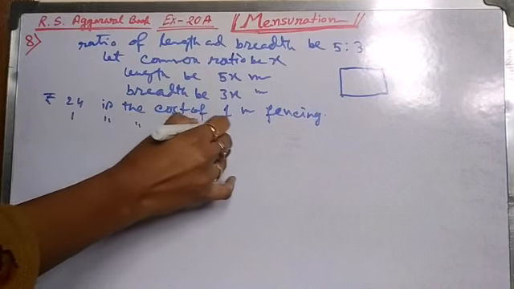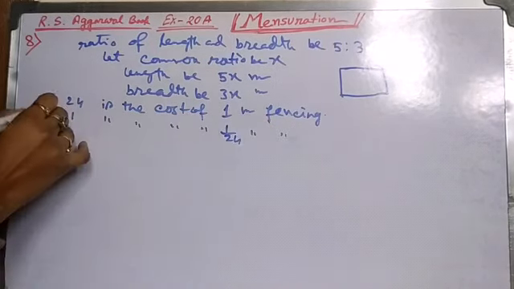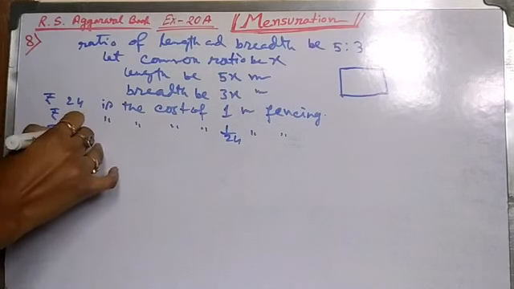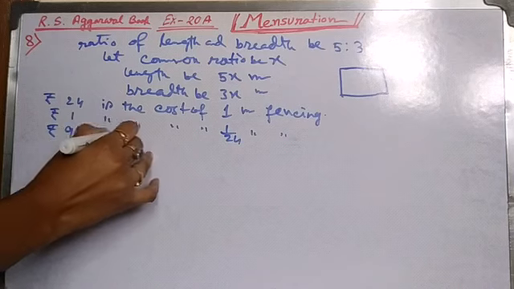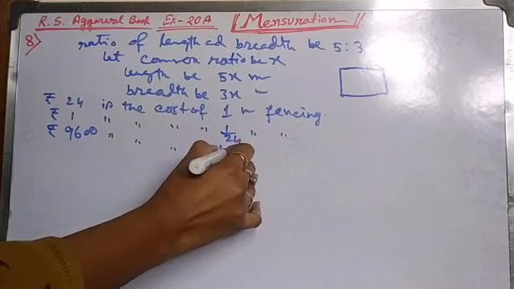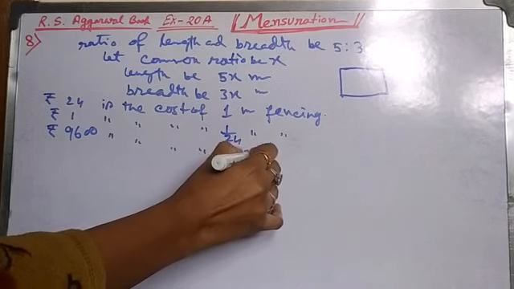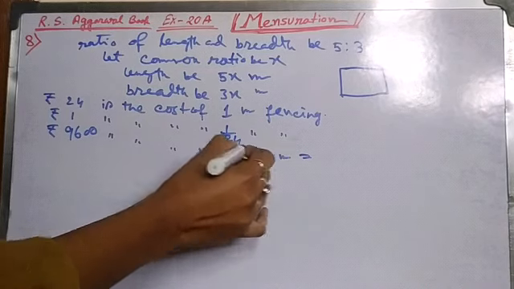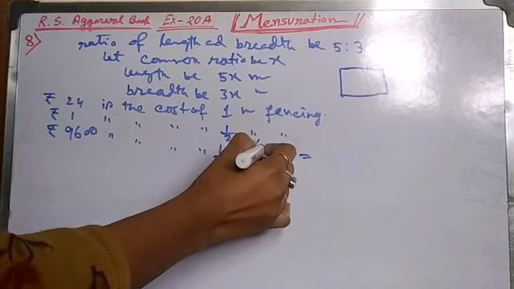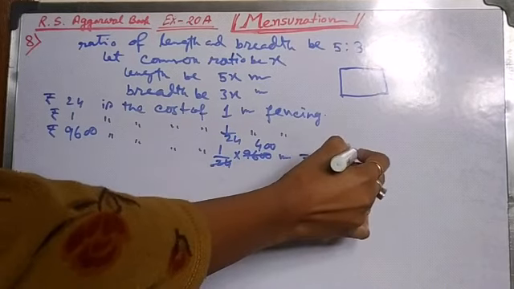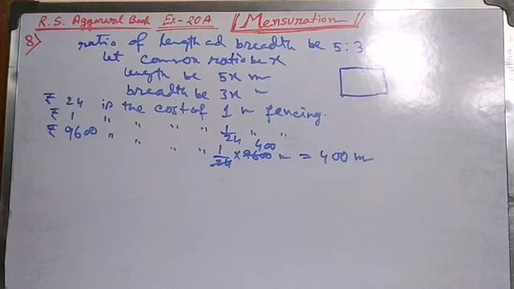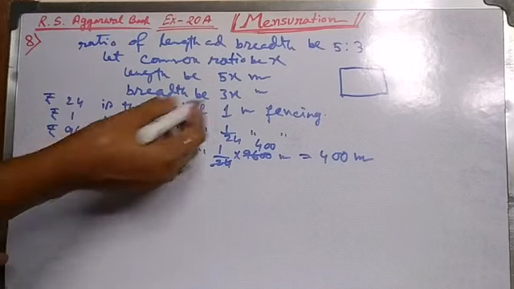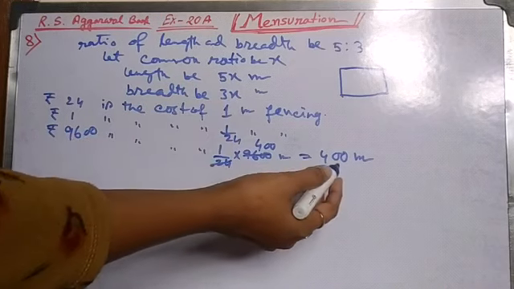Rupees 1 is the cost of 1 by 24. Then rupees 9,600 is the cost of 1 by 24 into 9,600 meter. Then by 24 it can be cut. This is 400 meter. Then here we have to find out the length and breadth. Length and breadth are 5x and 3x, and this is the perimeter.